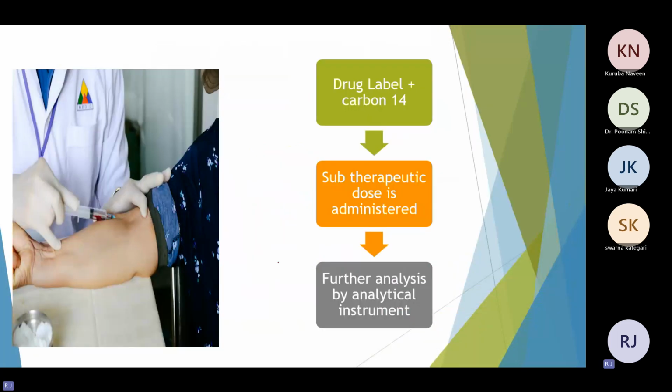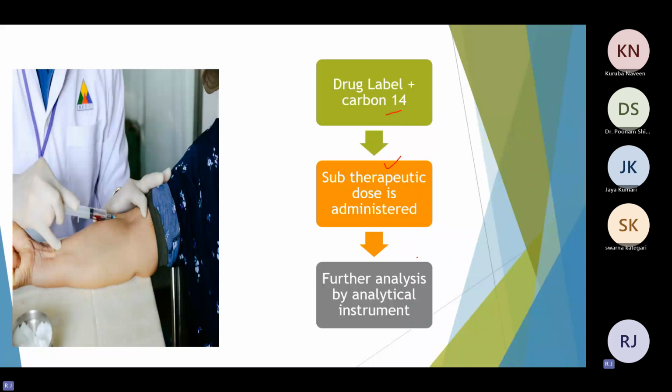Okay, so how do we do it? It's very simple. We will attach carbon 14, which is a radioisotope, to a drug molecule, and we will inject that drug at a subtherapeutic dose, meaning very minimal. Like in the animal model, if we identify that 100 mg is the dose which may show some positive effect in the human body for treating a particular illness, then we will give only 1 mg. Okay, and we'll attach this carbon 14 isotope.